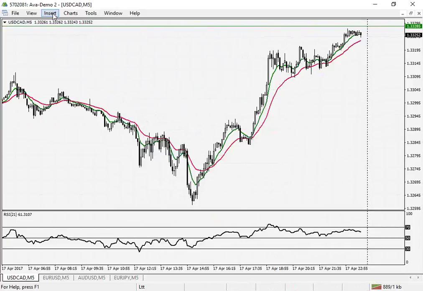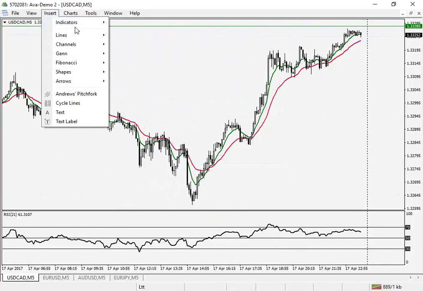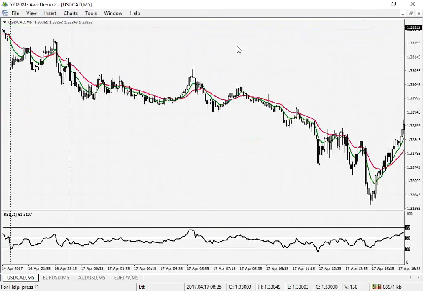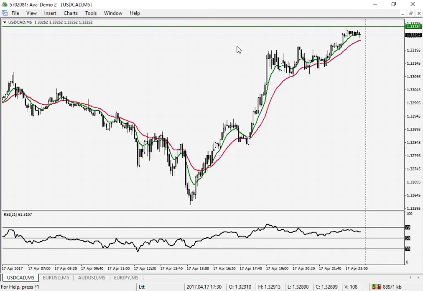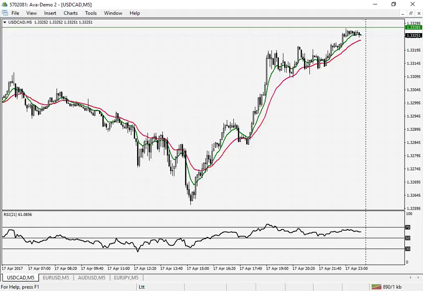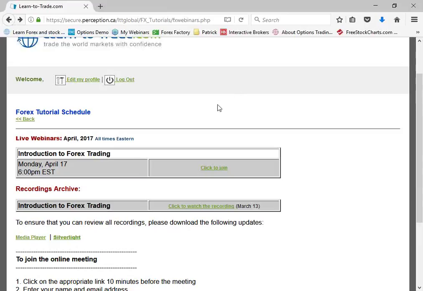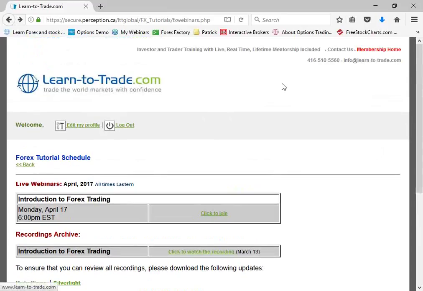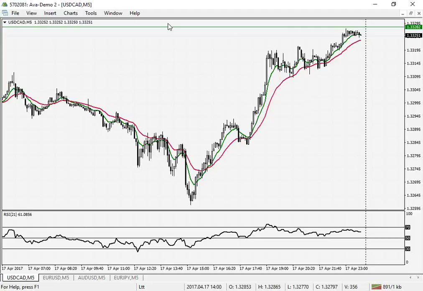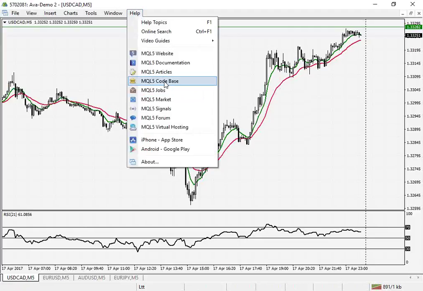My MACD, unfortunately, I won't be able to put in as simply as insert indicator. I'm going to have to bring it in through the MetaTrader 4 codes that are available. In order to do that, you're going to have to default your internet browser to Mozilla. I just want you to know that Mozilla is going to be easier for bringing in the MACD. So how do we do that? Help, code base.